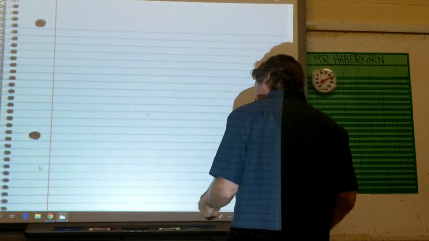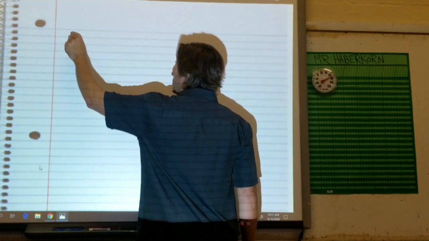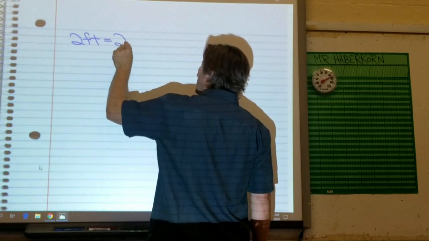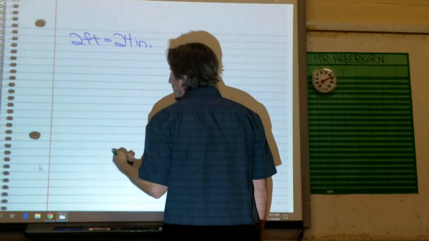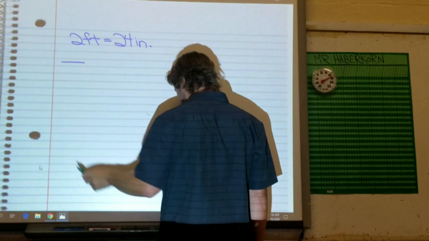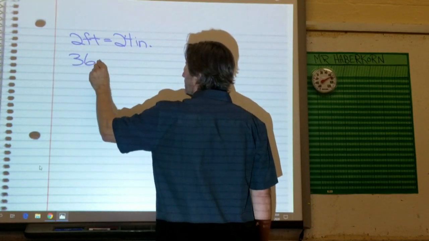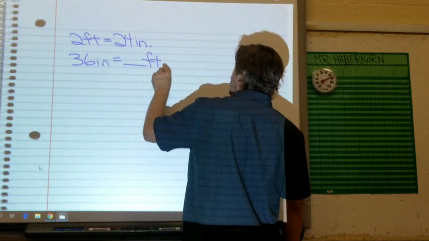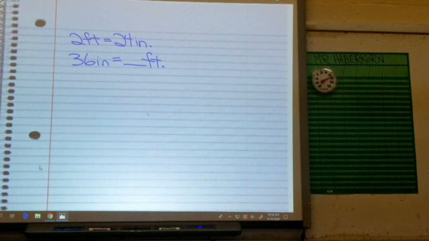So I'm going to say that 2 feet equals 24 inches. And I want to know how many, let's say, 36 inches equals how many feet? Now this one's pretty easy, and I know you guys can do it in your head. But we're going to do it using a proportion.